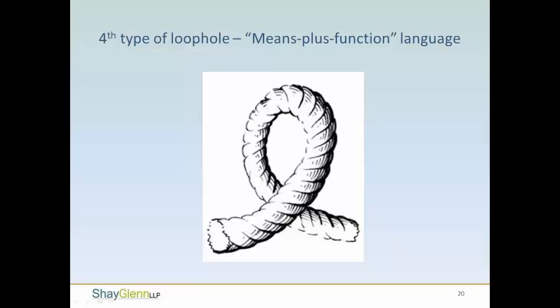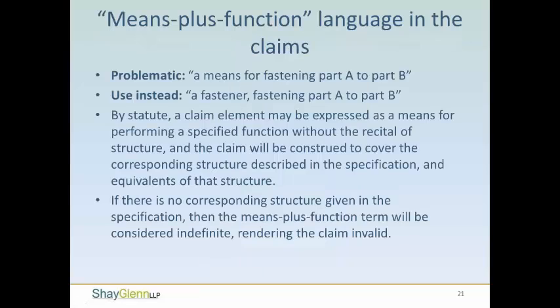So the fourth type of loophole I want to talk about is means plus function language. I guess the easiest way to explain what it is is to provide an example. In a claim, you can either recite, as shown here under problematic, a means for fastening part A to part B, or you can directly recite the element, a fastener, and say it's used to fasten part A to part B. This means plus function language is provided by statute. The statute provides that a claim element may be expressed as a means for performing a particular function without the recital of actual structure, and the claim will be construed to cover the corresponding structure that's been described in the specification and the equivalence of that structure.